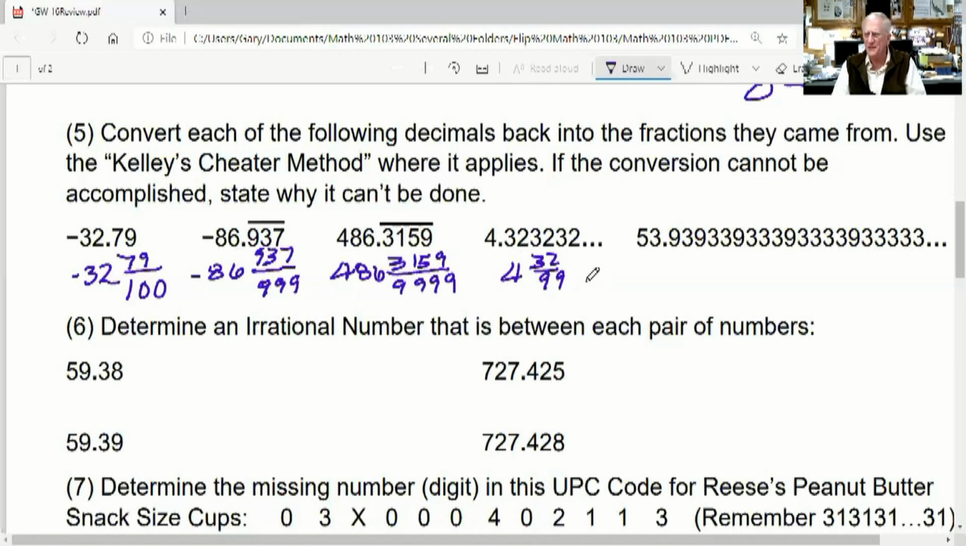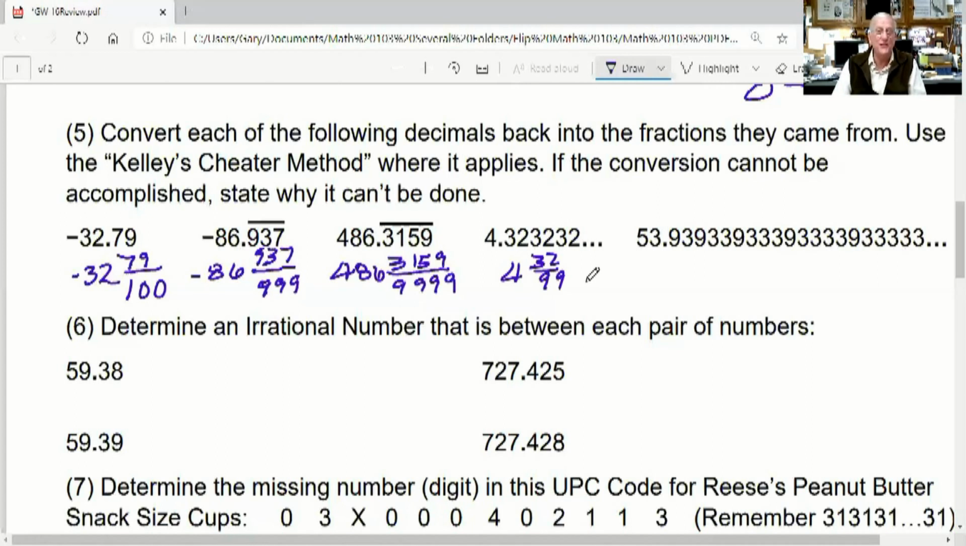Now, how about the last example? Notice the decimal part goes 0.93, 933, 9333, 93333, and there are 3 dots, which are suggesting that we have a growing pattern here that goes on forever to infinity.